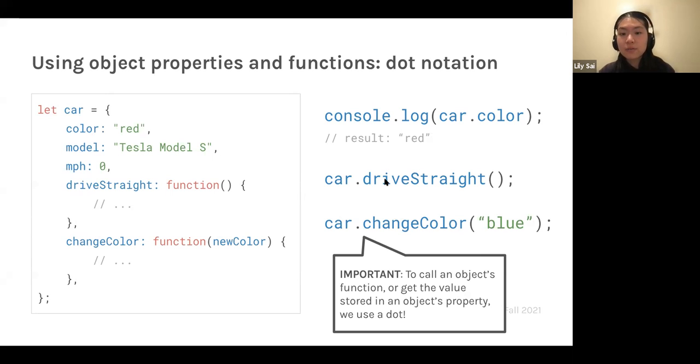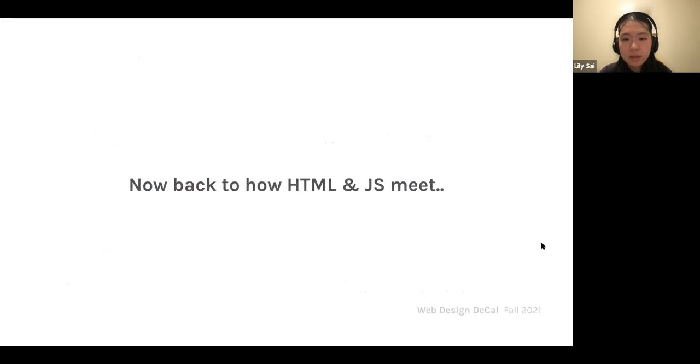Similarly, you can call the functions. So we can say our car object dot drive straight, and that will call the drive straight function, and then also the changing color. And now we can go back to how the HTML and JavaScript meet.